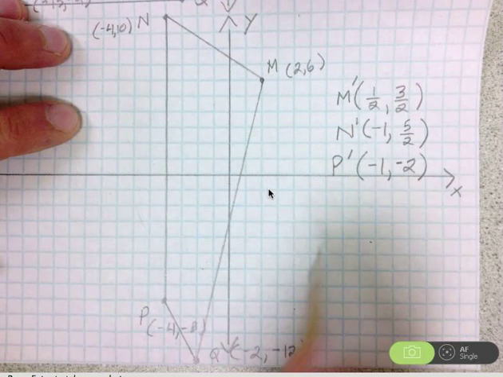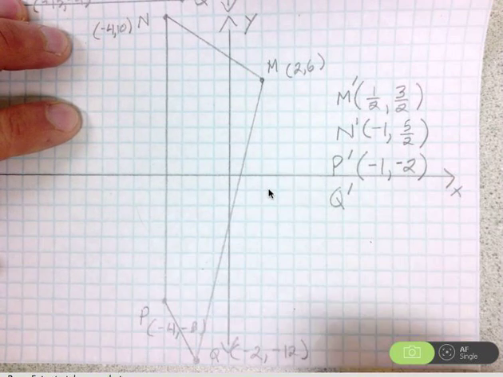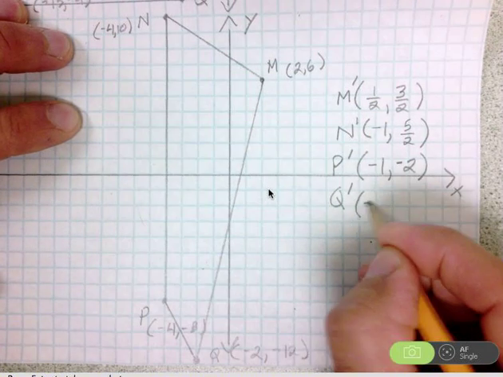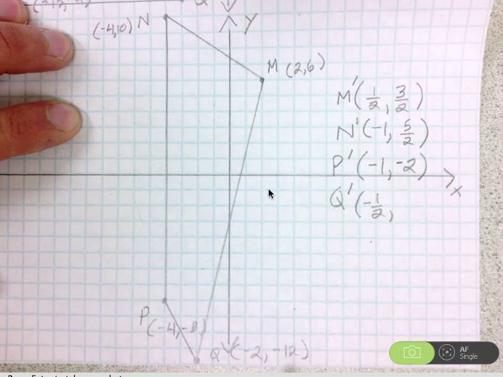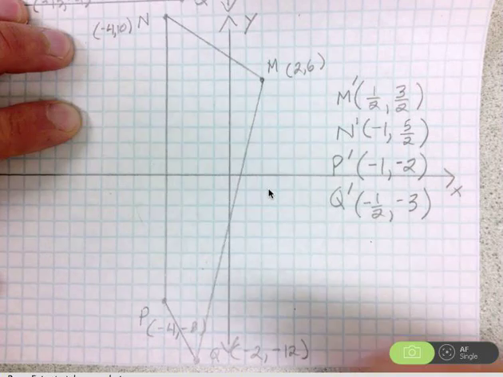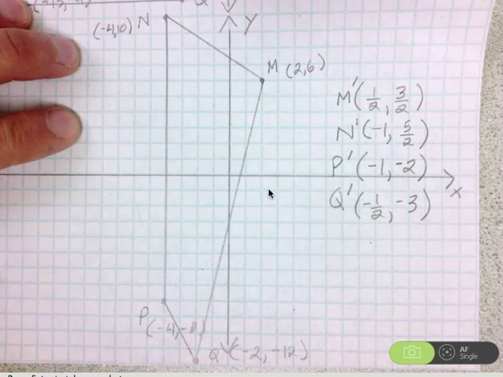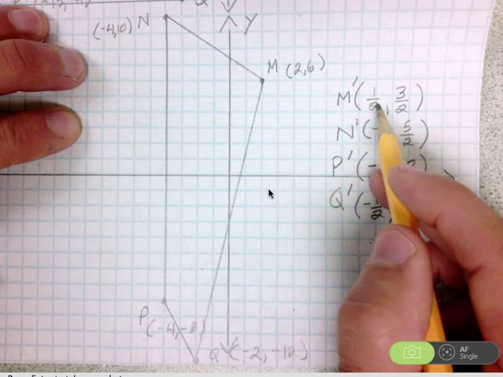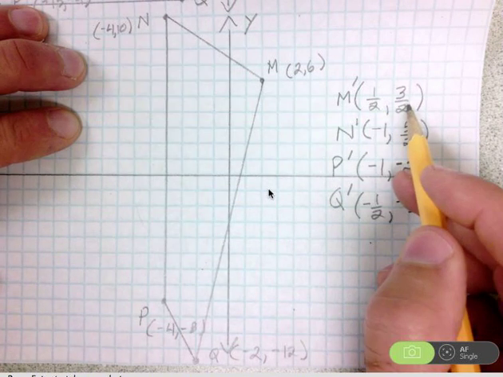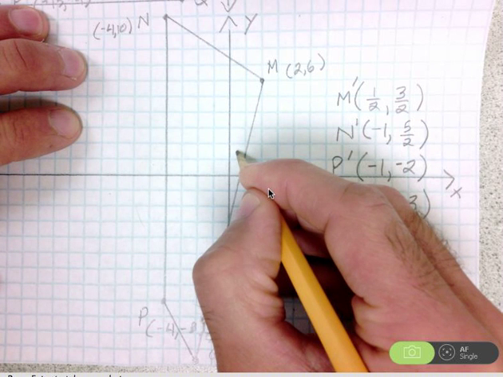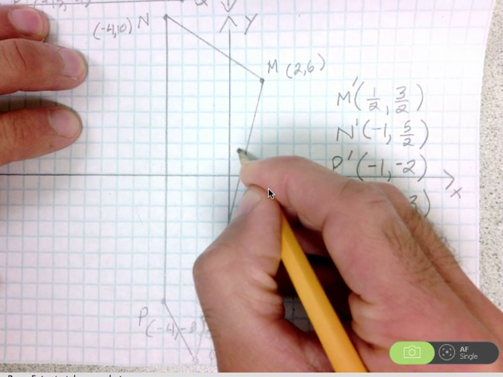And then last, to get the image of Q at Q prime, negative 2 times 1/4, that would give me negative 1/2. And negative 12 times 1/4 would give me negative 3. So all I have to do is plot these points, and I will see my reduction with my scale factor of 1/4. So 1/2 and 3/2 is 1.5. So here's 1/2, and here's 1.5. Here is M prime.